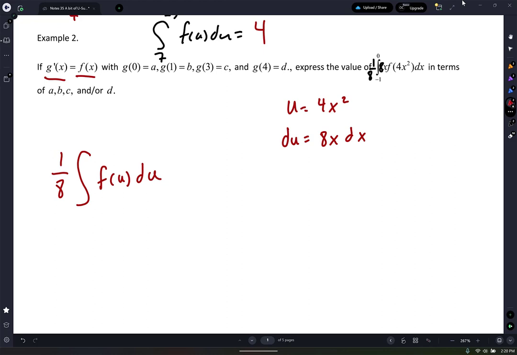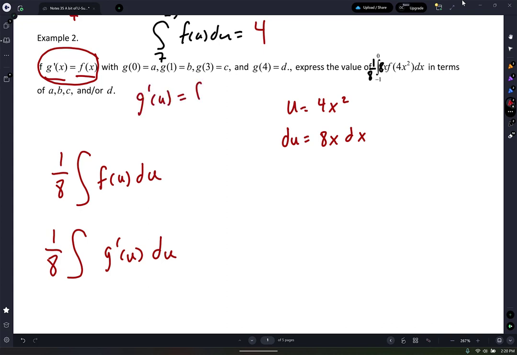Are we still okay? Now look at this right here, guys. I know that g prime equals f of x. Do you guys see that? So I'm going to rewrite this as 1/8 integral g prime of u du. If g prime of x equals f of x, then g prime of u equals f of u. That's just a dummy variable. It doesn't matter. Are we still okay, guys? No. Okay.